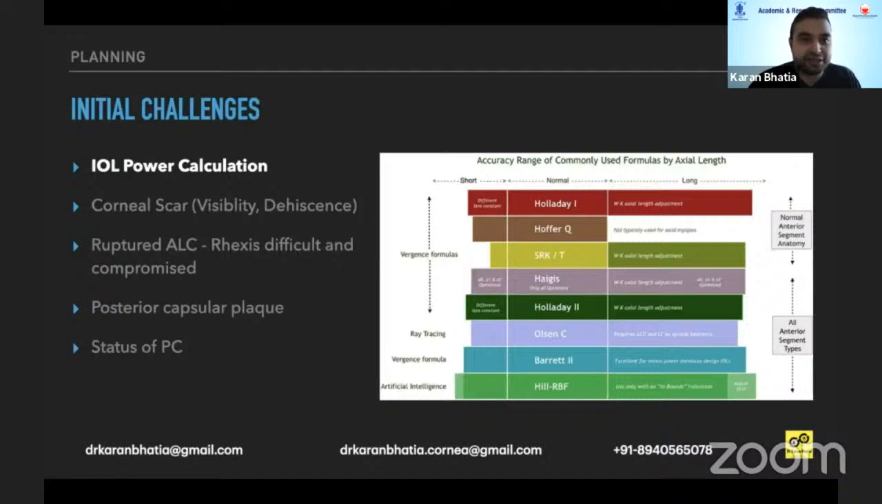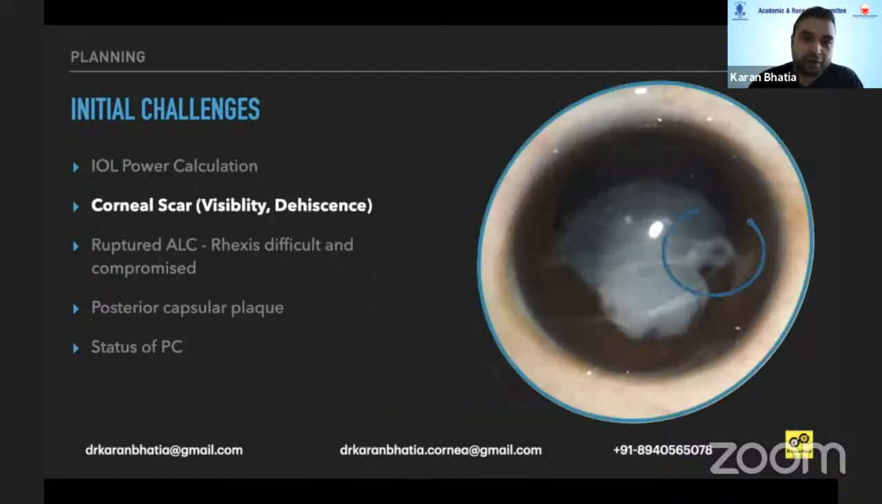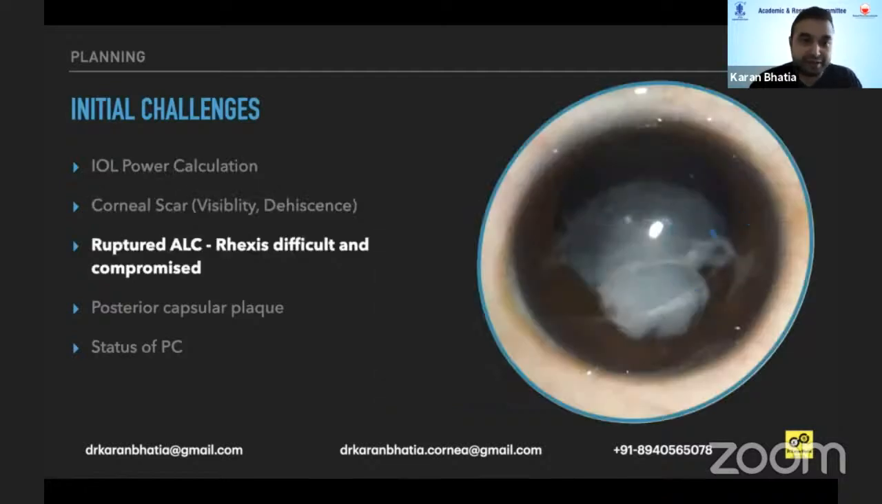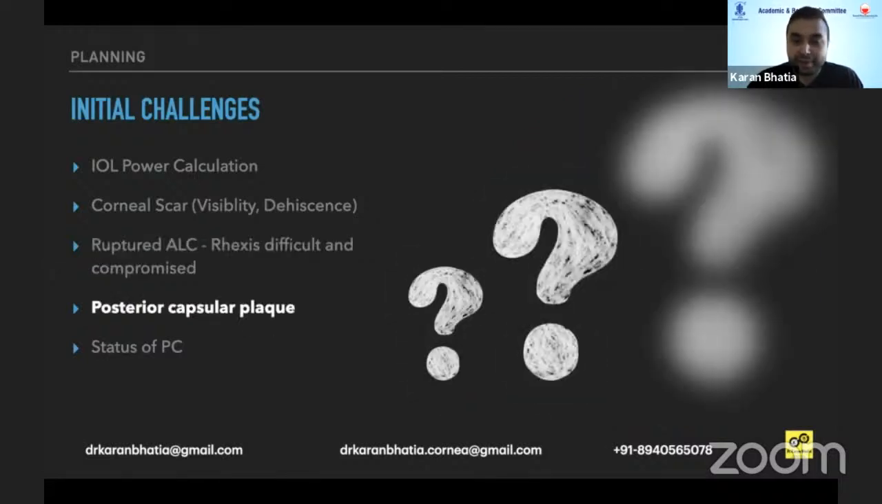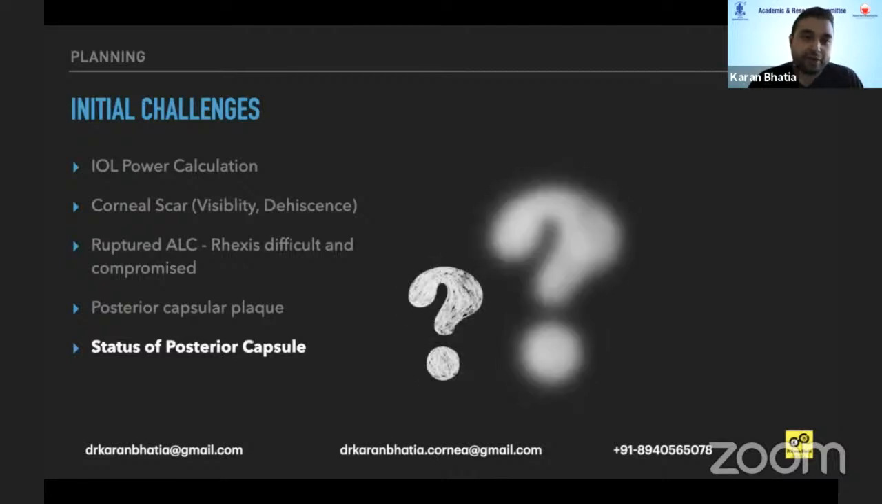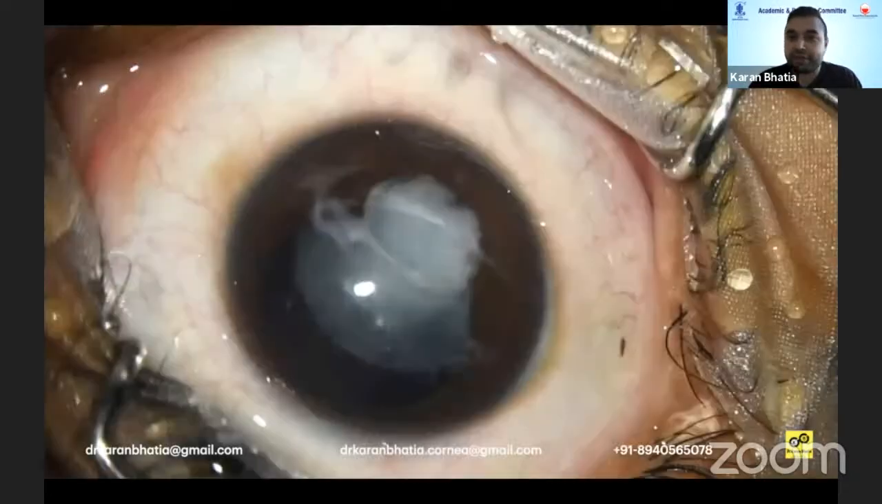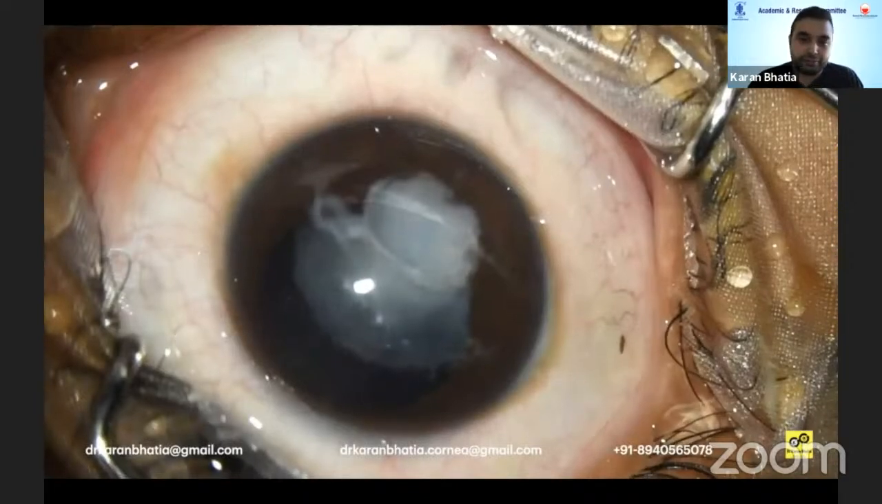So the initial challenges are the IOL power calculation, the presence of a corneal scar because of the visibility, and the dehiscence, a ruptured ALC making rhexis difficult and compromised, the presence, question mark, of a posterior capsular opacity, and also the status of the PC, which is unknown in such cases. So let's take a look at the surgical video.